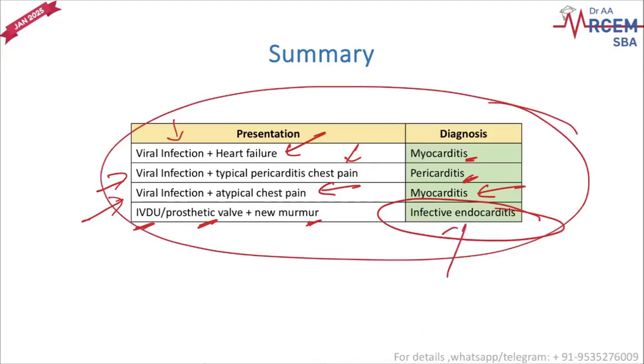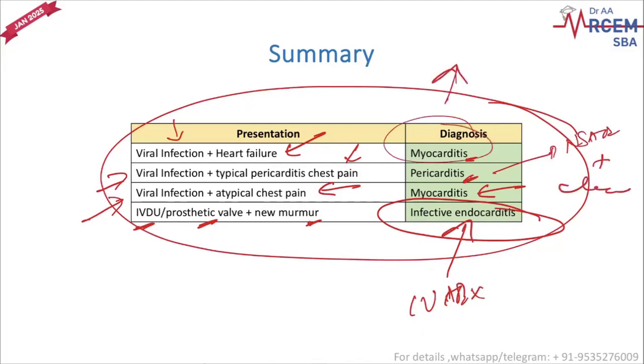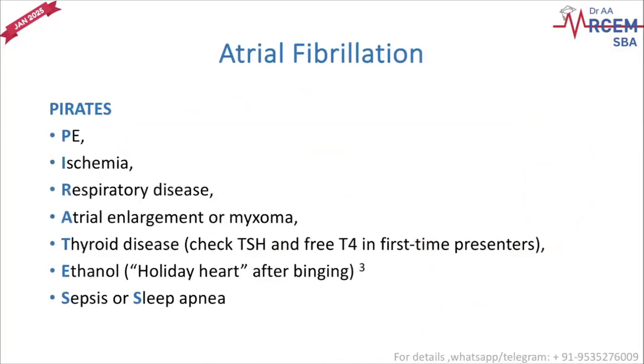For example, infective endocarditis, IV antibiotics are required. Pericarditis, you are usually treating with NSAIDs plus colchicine. Myocarditis, you're basically treating it symptomatically. Most of the time, it is heart failure, so you will be giving heart failure treatment. Anyone who has any doubts, you can ask me before we enter into atrial fibrillation.